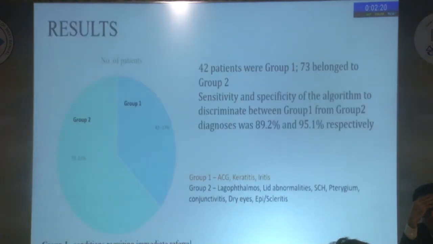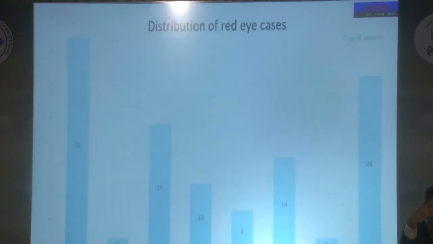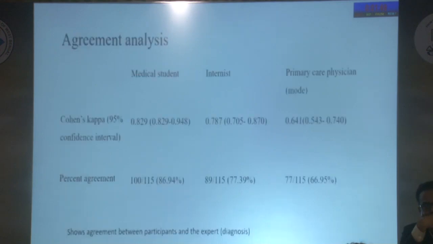We had 115 patients, out of which Group 1 was the serious causes like ACG, keratitis, and iritis. Group 2 was the innocuous, which was all the other diagnoses. Our sensitivity to differentiate between these 2 groups was 89.2%, and the specificity was 95.1%. This was our distribution of cases. As you can see, in Group 1 the most common was keratitis, and the most common case in Group 2 was allergic conjunctivitis.